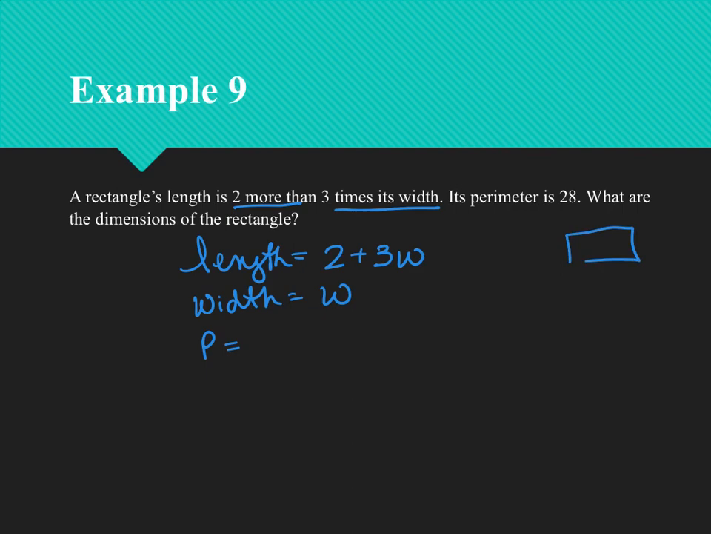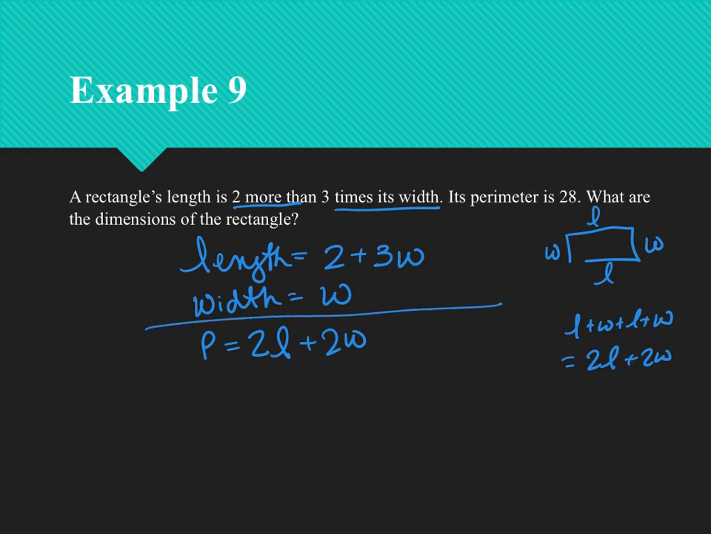And I know that perimeter is equal to, hopefully you remember this, if I have a rectangle, this is my length, my width, my length, my width, and perimeter is actually adding up all the side lengths. So I have length plus width plus length plus width, which is equal to 2 times the length plus 2 times the width. So perimeter is 2 times length plus 2 times width.